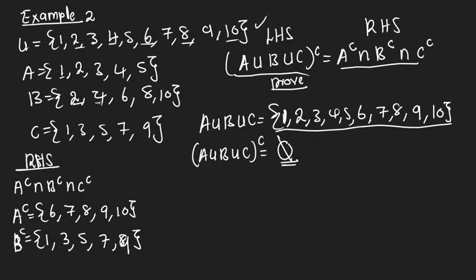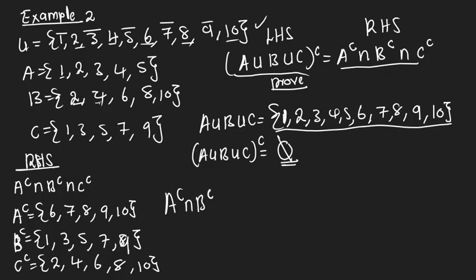Yes. Then C complement. What are we remaining with? For C, we're removing 1, 3, 5, 7, and 9. So we're going to remain with 2, 4, 6, 8, and 10. Then we have been told that we find the intersection of these numbers. So the intersection of A complement, B complement, and C complement, where are they intersecting?